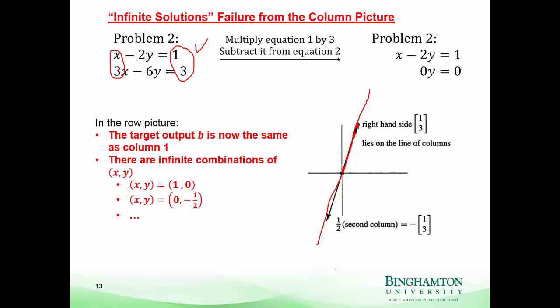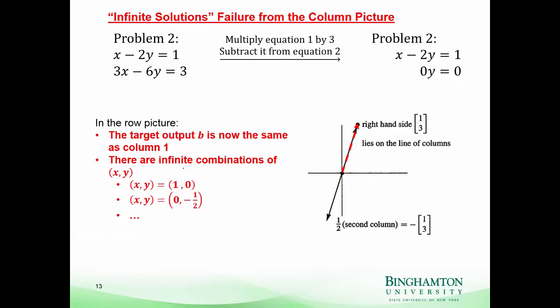So, the left side of this problem is the same as problem number 1. So we've already seen that the two columns in this case lie on a single line. But unlike in the first problem where B was not on the line defined by those two columns, in the second problem the B that we're asked to deal with is. And so there are infinitely many ways that we can create this given B.